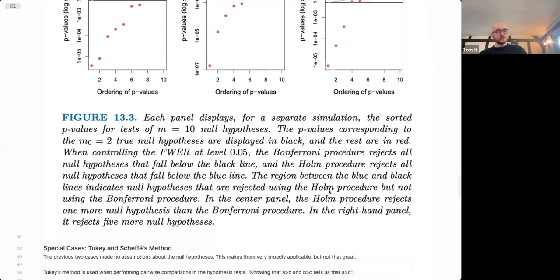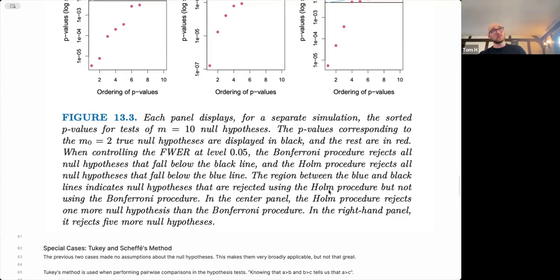So that's cool. That's really good because they both make no assumptions about the null hypotheses, and they're very broadly applicable, but they can be improved upon if you make some more assumptions about your null hypotheses. And those are the two special cases that the book gives here. It didn't give any information on how you actually do these methods. It just gives you the scenarios for when you might need to use them.